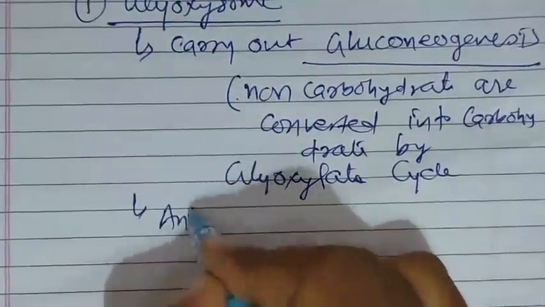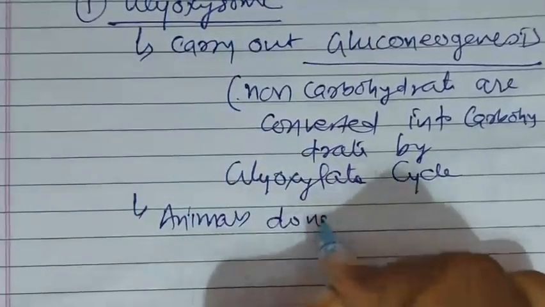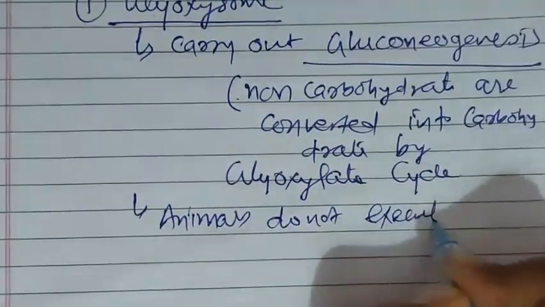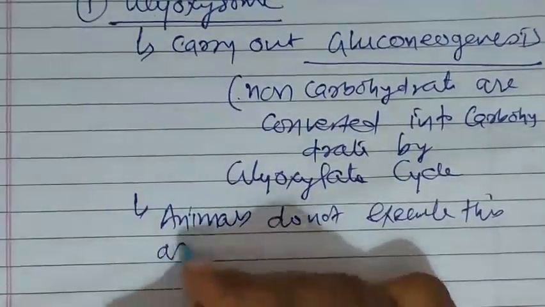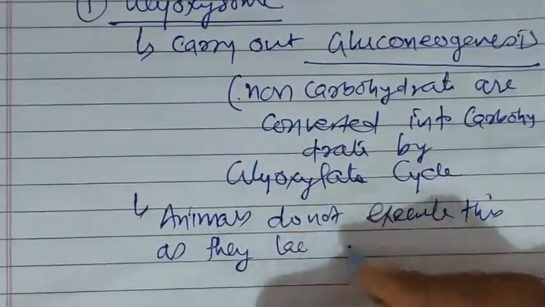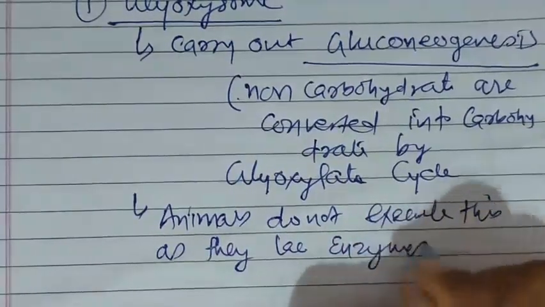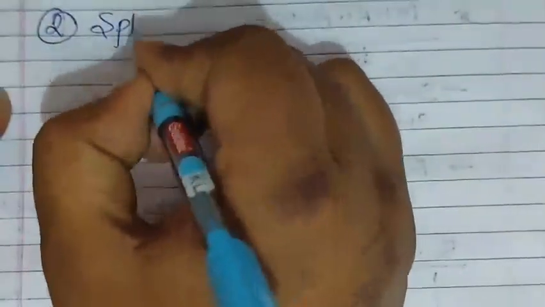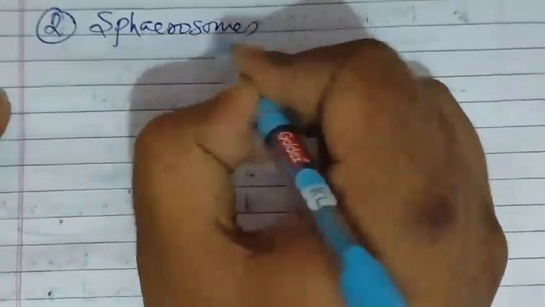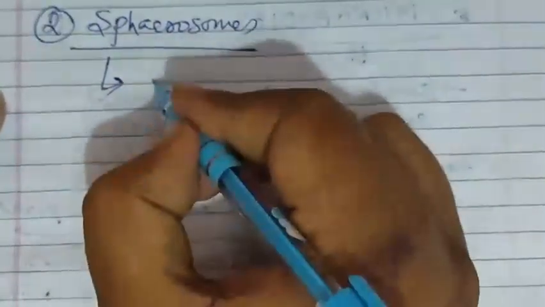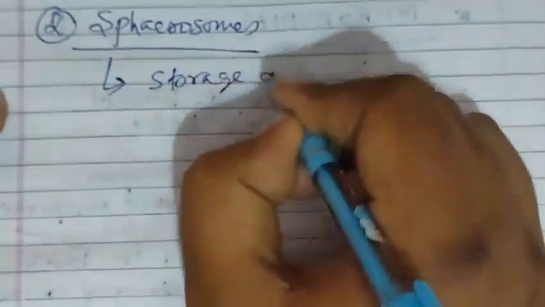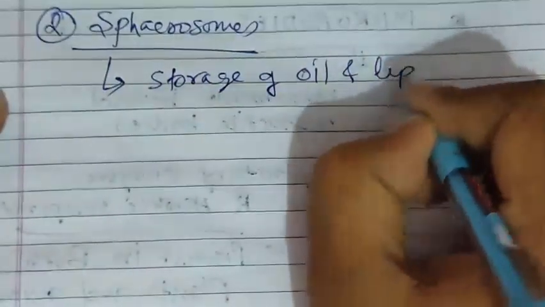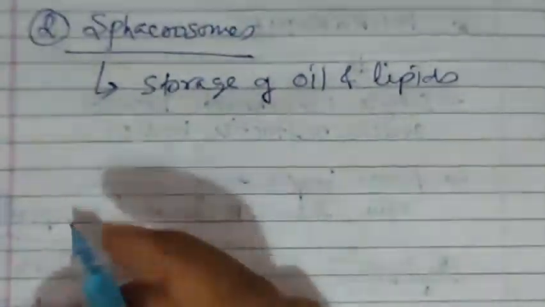Animals do not execute this, as they lack enzymes required for this. Okay. Second microbodies is spherosomes, and these spherosomes carry out storage of oil and lipids. Okay, so they are found in oily seeds.